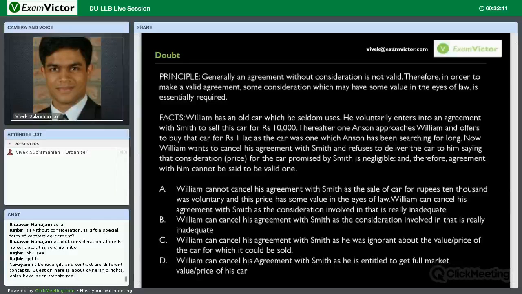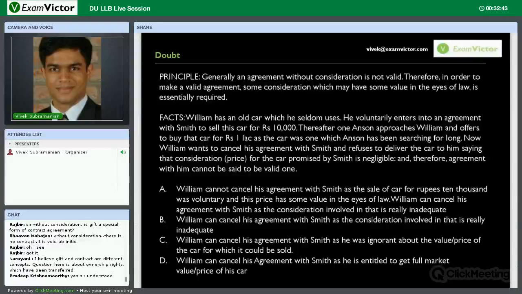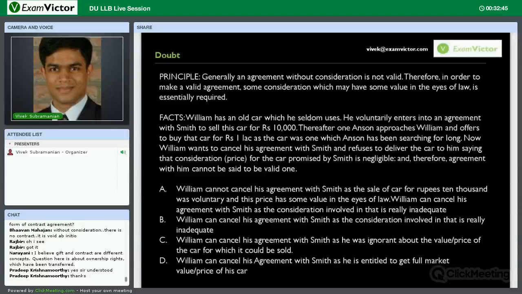The principle here is generally an agreement without consideration is not valid. Yes, that's what we were saying in the earlier part also. Generally, an agreement without consideration is not valid.